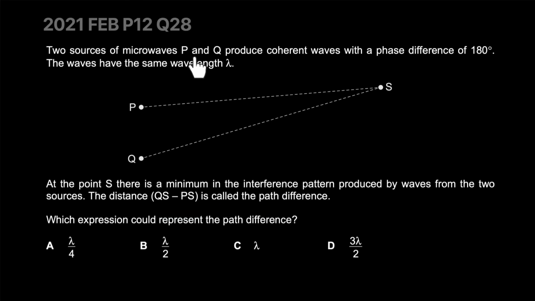Two sources of microwaves P and Q produce coherent waves with a phase difference of 180. So it's not a double slit experiment. These are two different waves. How do I know? Because they're saying they're 180 degrees apart. So it's not the same light source being emitted from one light bulb or one microwave oven over here, right? So they're already 180 degrees apart. So they're trying to trick you, right?